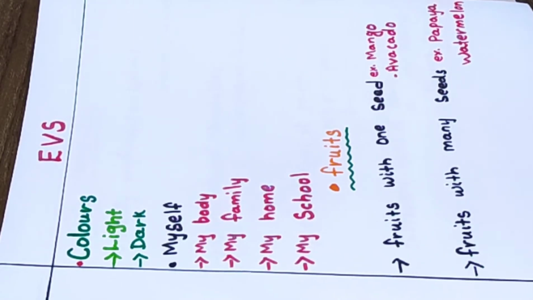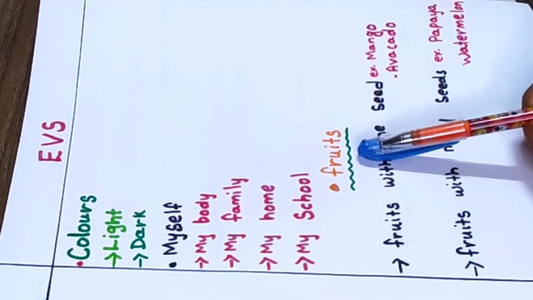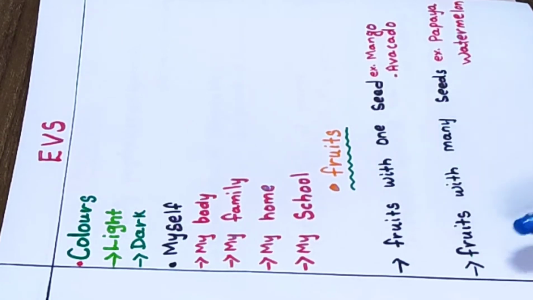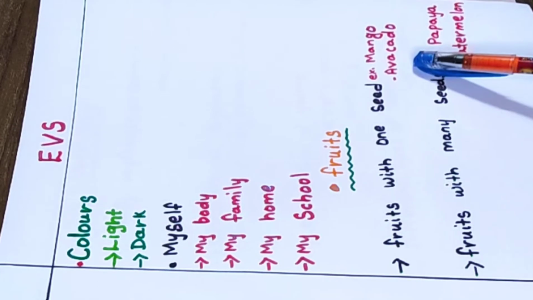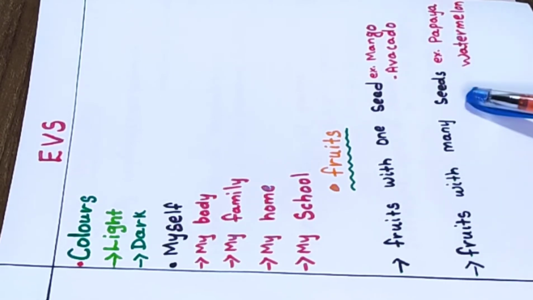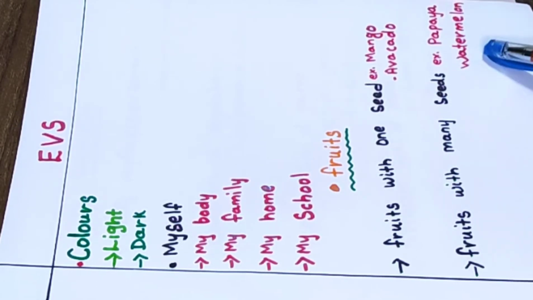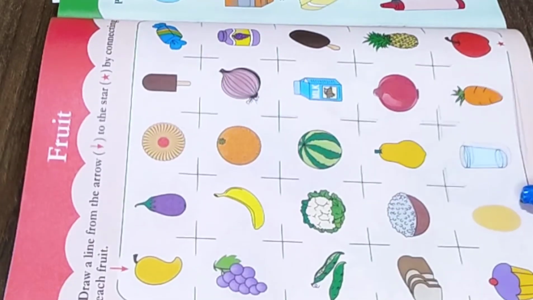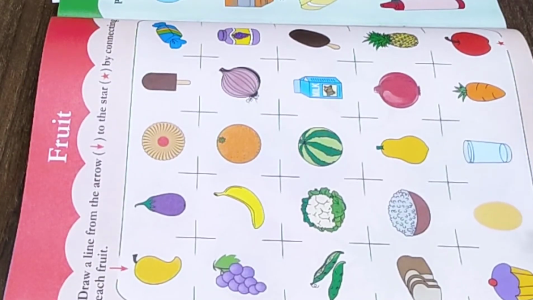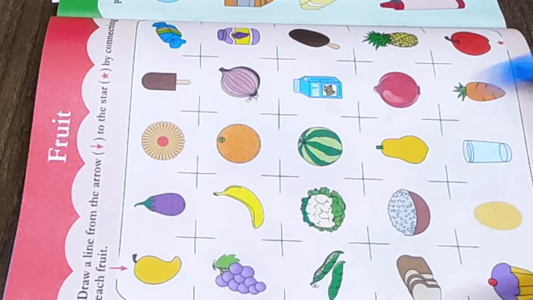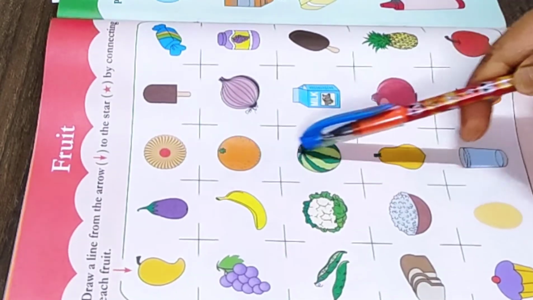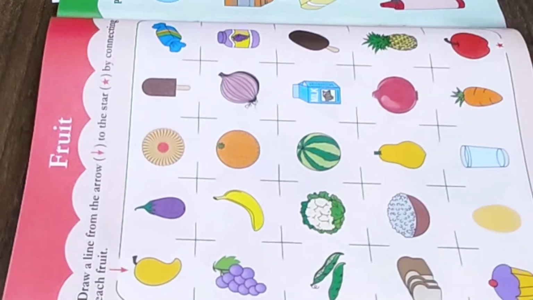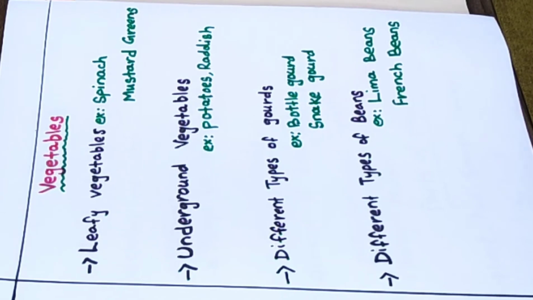After myself, the child should know the names of fruits. In fruits, the child should know fruits with one seed like mango, avocado, and fruits with many seeds like papaya, watermelon. You can use this kind of worksheet where the child has to draw a line from the arrow to the star by connecting each fruit. Like this, the child has to connect each fruit and reach the star.